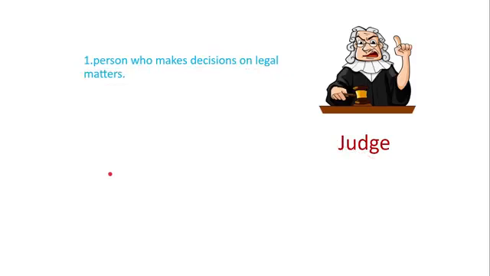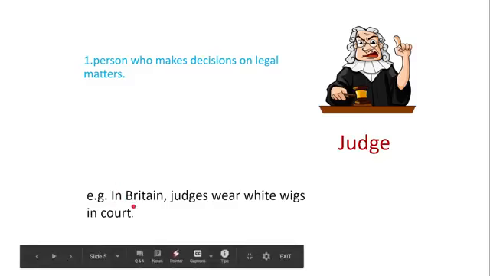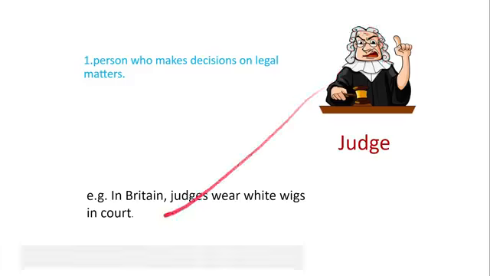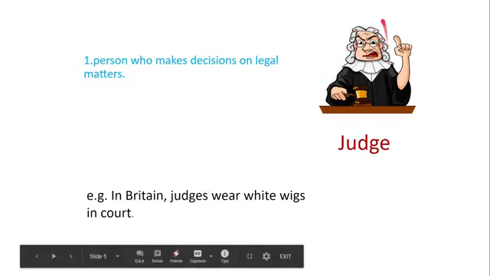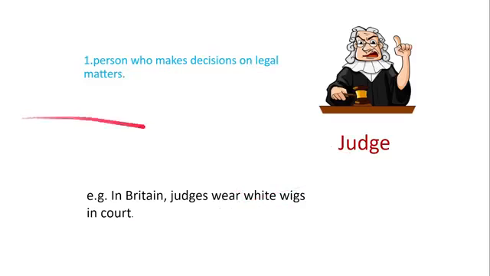For example, in Britain, judges wear white wigs in court. White wigs, this is called white wig. Okay? In Britain, judges wear white wigs in court. So judge is a person who makes decisions on legal matters.